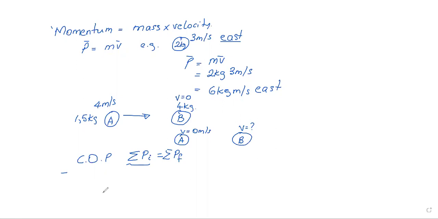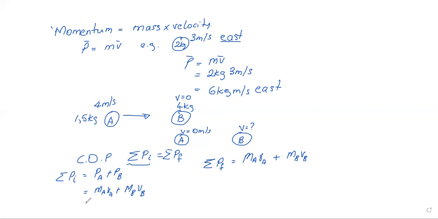So the sum of the initial momentum before collision is momentum of body A plus momentum of body B, and that will equal the mass of body A multiplied by the velocity of body A plus the mass of body B multiplied by the velocity of body B. Now, this must also equal the sum of the final momentum after collision, which is equal to the mass of body A multiplied by the velocity of body A and the momentum of body B.